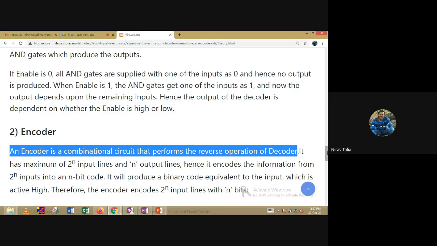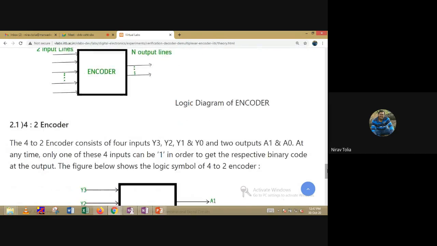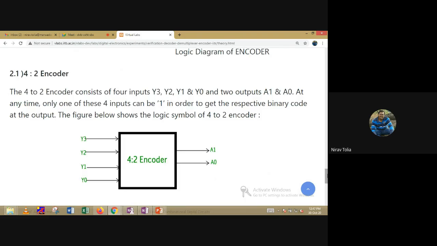So again, decoder having numbers of input and numbers of output lines. So we have to learn about the 4 line to 2 line encoder. In the 4 line to 2 line encoder, we have 4 inputs.